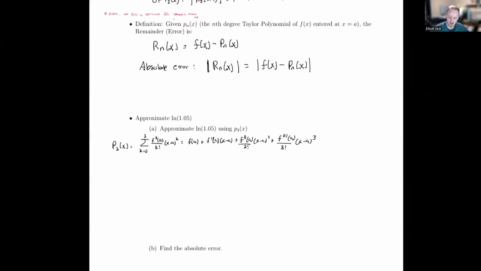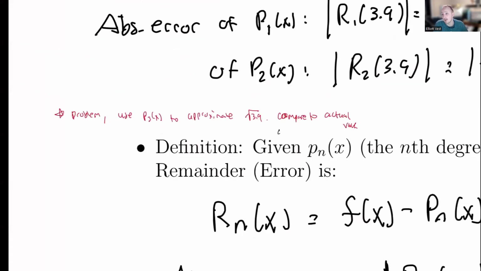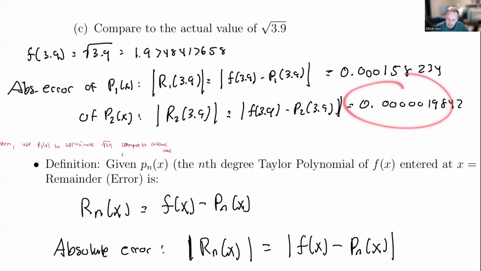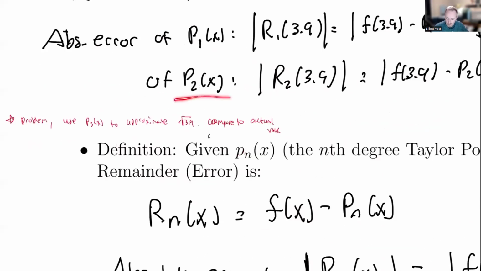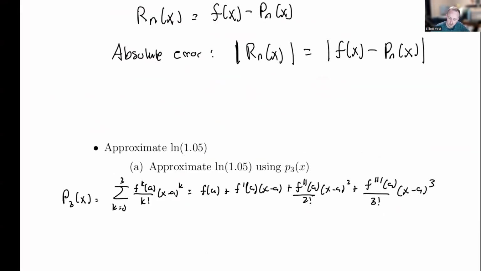And I just remembered, I totally forgot to say that the prior problem is a star problem. So what I want you to do is now use P3 of x to approximate this and compare to the actual value here. It should even be closer than what I got, but I gave you P2 of x. Find P3, plug in 3.9, approximate the actual value, do the same exact thing I did for P1 and P2, just for P3, and compare to the actual value.